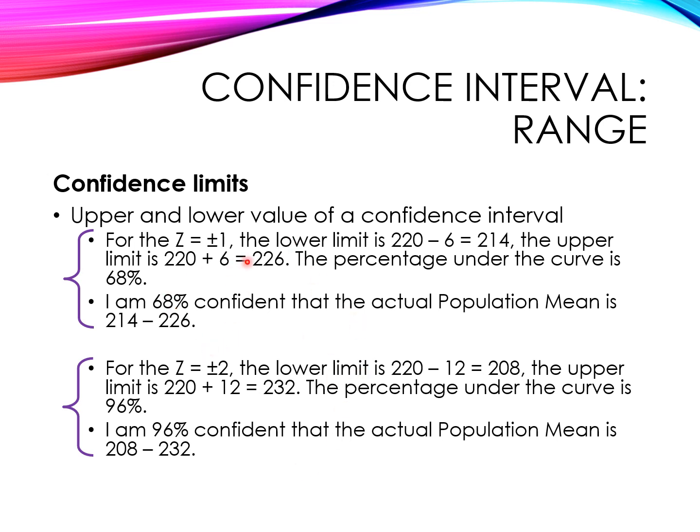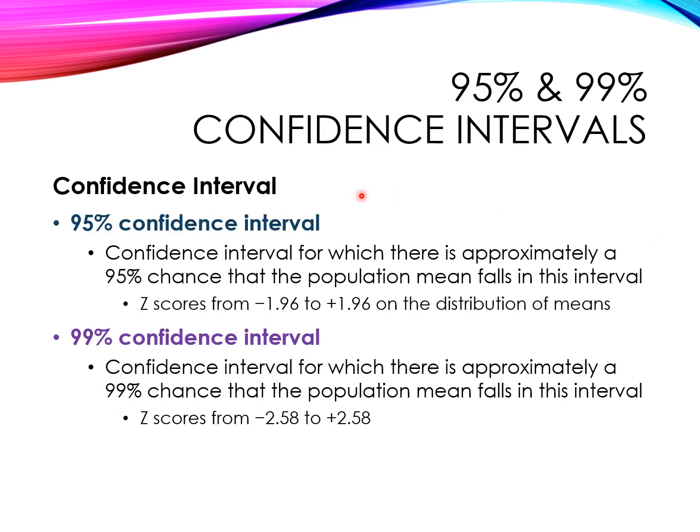Now you'll notice we don't use 68 or 96%. We use 95 or 99% in our confidence levels. And so remember our significance levels, that's the same kind of thing. So I want to show you how you can calculate the confidence intervals for 95% confidence intervals and 99% confidence intervals for these z-scores. Remember when you were looking up those z-scores over and over and over again in that table? Okay.